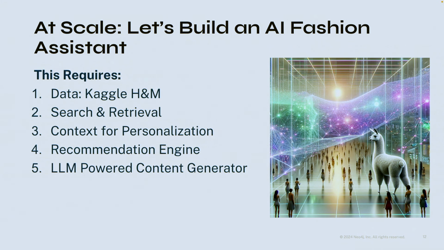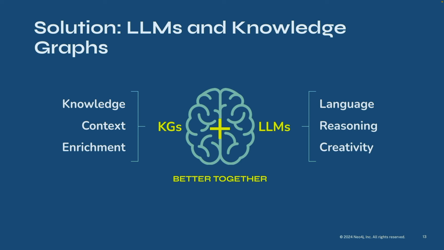So what we're going to do today is build an AI fashion assistant, so to speak, to help scale this. We're going to use real-world data from a Kaggle competition from H&M, and we're going to do some search and retrieval. We're going to add some context for personalization, a small recommendation engine, and we're going to wrap that into an LLM chain inside of LangChain to show you how to generate that response.